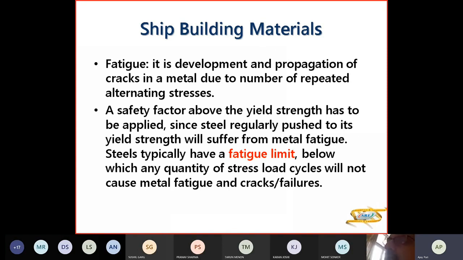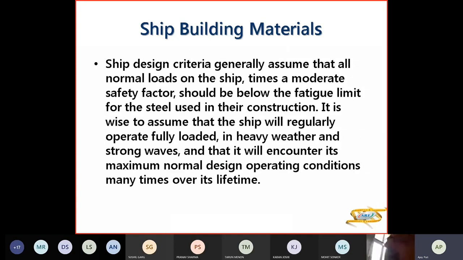Steels typically have a fatigue limit below which any quantity of stress load cycles will not cause metal fatigue or any cracks or failures. So ship design criteria generally assume all the normal loads on the ship times a moderate safety factor that should be below the fatigue limit for the steel to be used in construction. Your ship should operate in fully loaded condition and strong waves and heavy weather, your maximum normal design operating conditions, many times over its lifetime, provided it is below your fatigue limit.